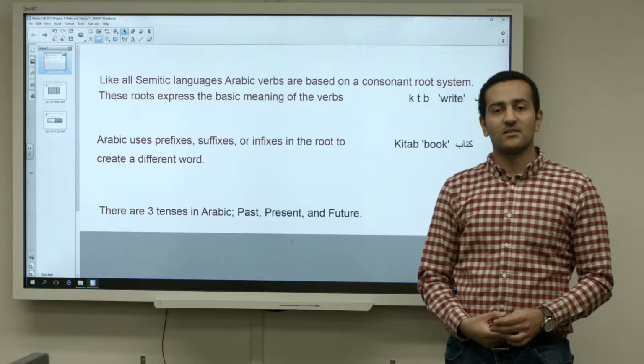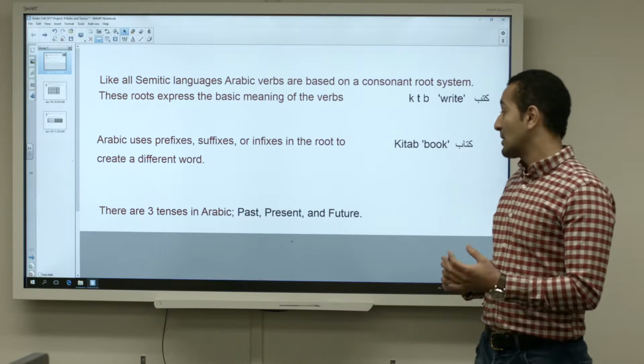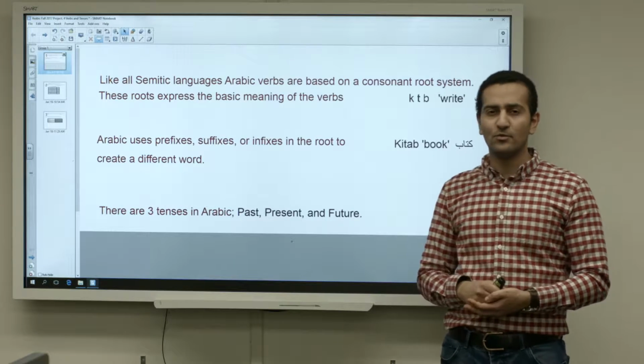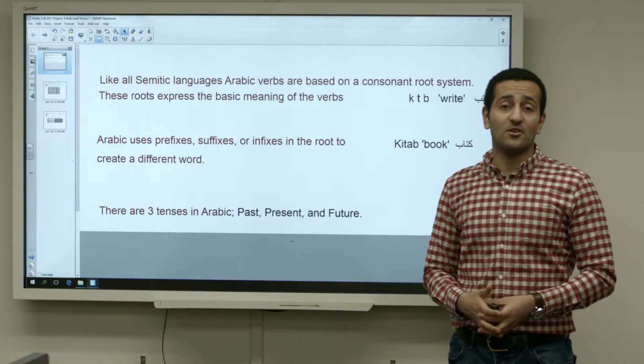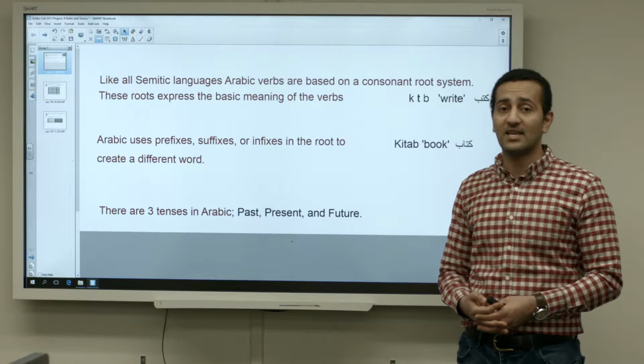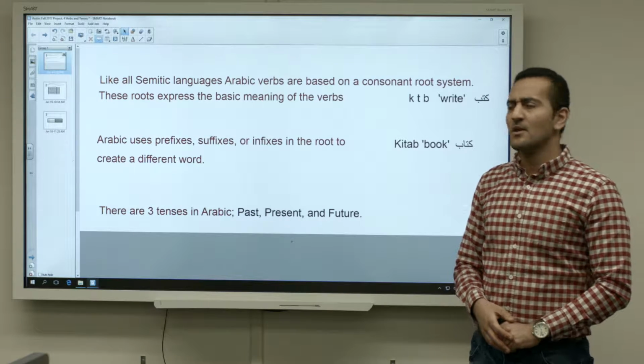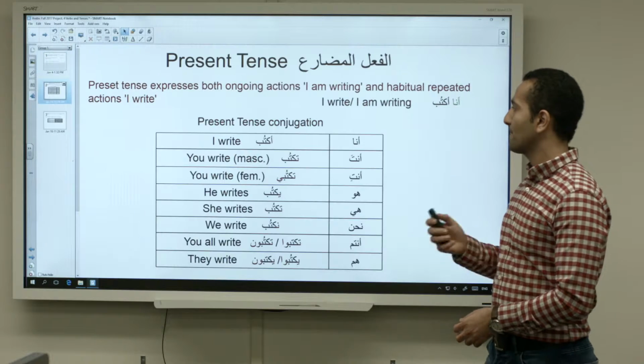And there are three tenses in Arabic. To talk about verbs now, there are three tenses in Arabic: past, present, and future. Some people would say there are just two tenses because the future is almost exactly the same as the present. We will discuss that later. But right now, let's see.